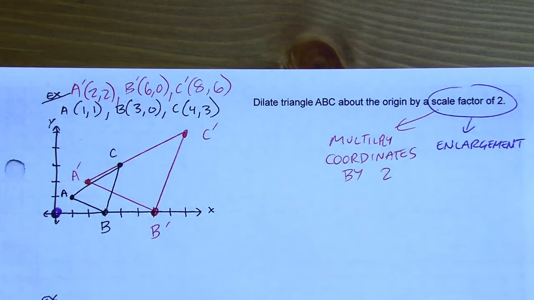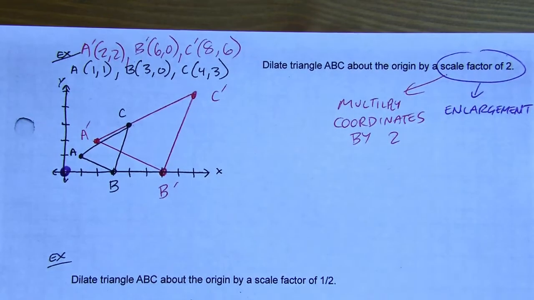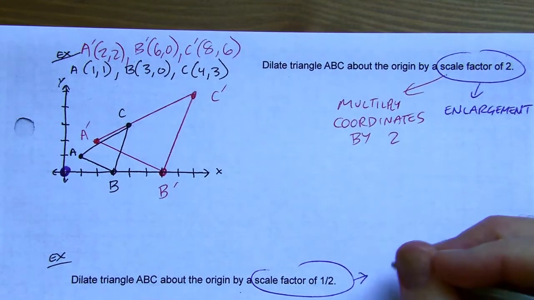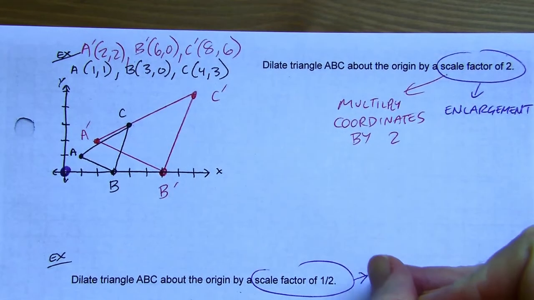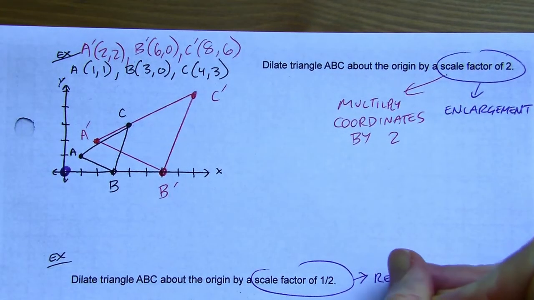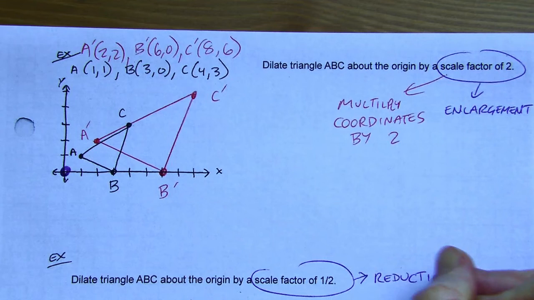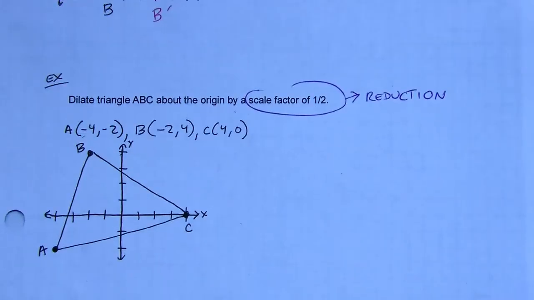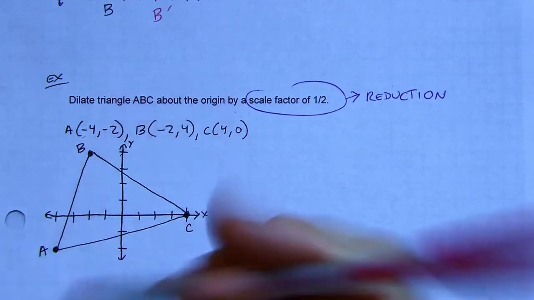All right, so let's try the next one. Same kind of deal, except on the next problem, our scale factor is going to be 1/2, okay? So first thing I'm thinking about that, and you don't necessarily have to write it down, but I know that this is going to be a reduction. My scale factor is less than 1. And that means my triangle on this next problem is going to shrink. Okay? All right, so I like to just get the coordinates right away.